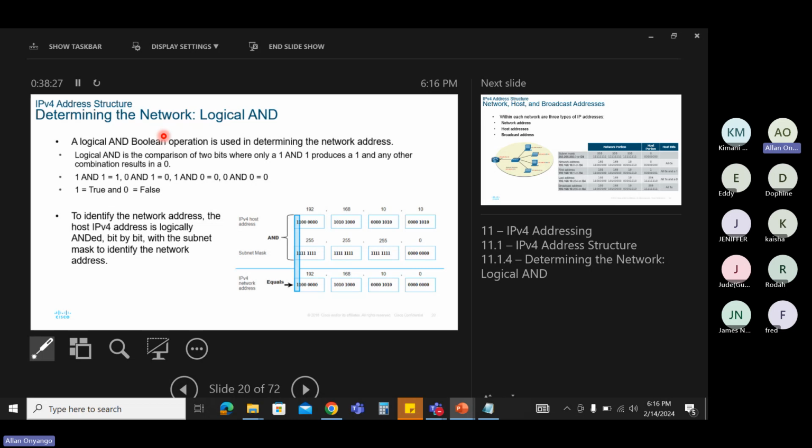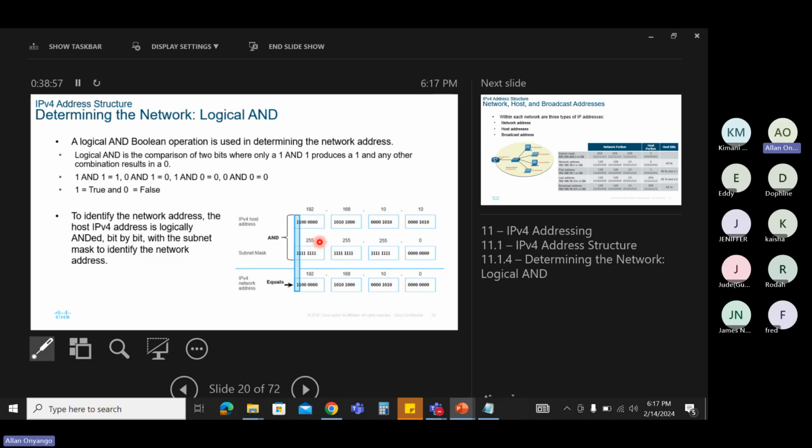And so how do you do that? Very easy. Using the ANDing process, check this out. You're given an IP up there, 192.168.10.10, isn't it? So you need to write each of them into binary. So 192 in binary will be 11000000, like that. 168 will be the binary here. 10 is the binary here. And 10 is also having the binary here.